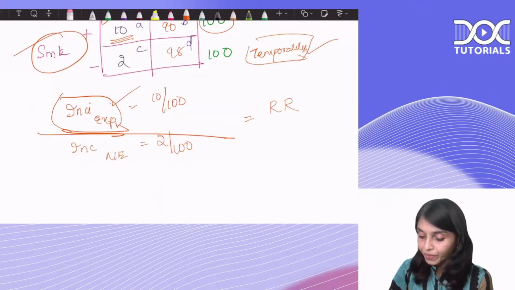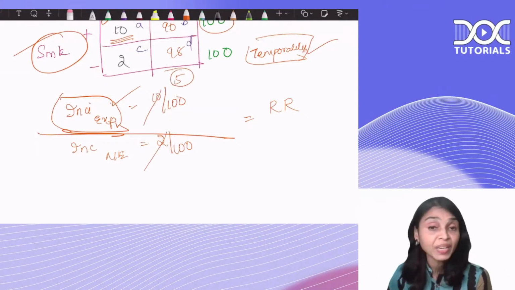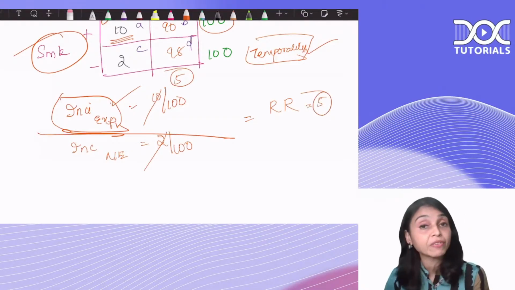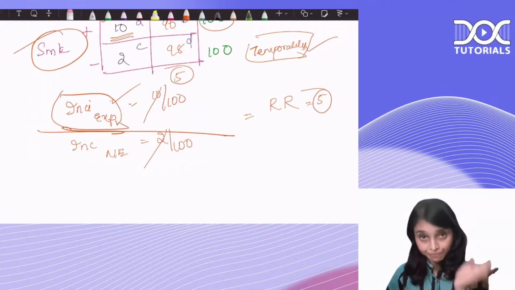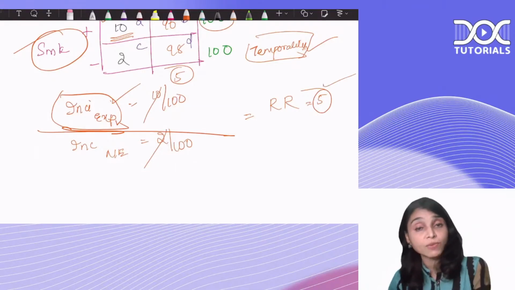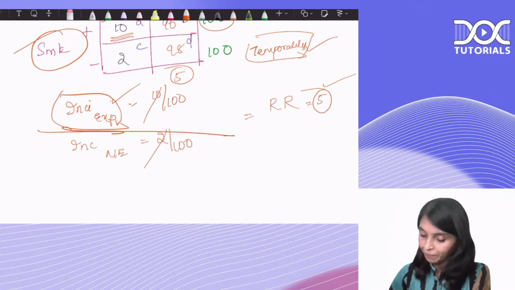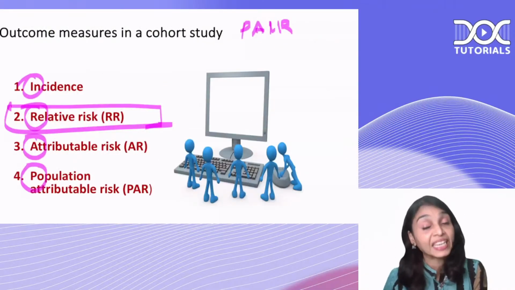So how much will you get? See, you already know, cancel and you get it. So you will get 5 here, right? So relative risk is 5. Now what do you mean by a relative risk of 5? The interpretation is the same as that of odds ratio. It means these smokers have, sorry, not 6, here it is 5, 5 times more chance of developing lung cancer compared to the non-smokers. So that is how you interpret incidence and relative risk.